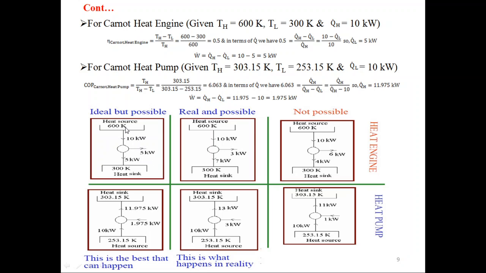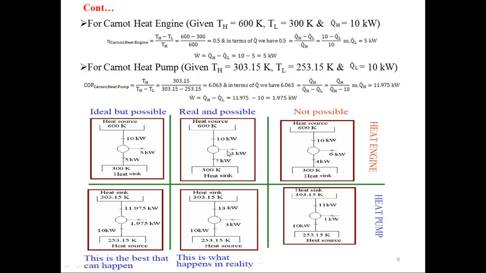So we are saying this is the ideal but possible. This is the maximum amount of work done we can get from an engine in which source temperature is 600 Kelvin, sink temperature is 300 Kelvin, and the amount of heat supplied from the source is 10 kilowatt. This is the best that can happen.